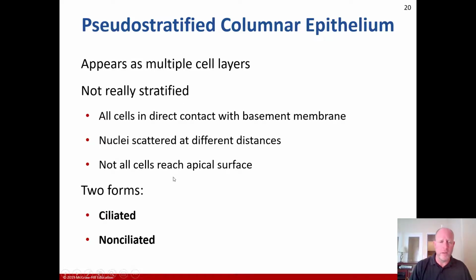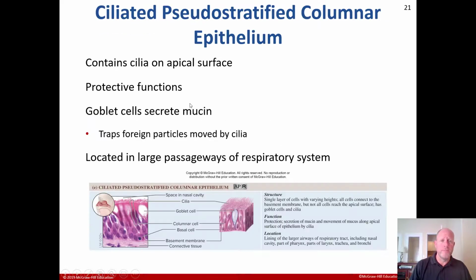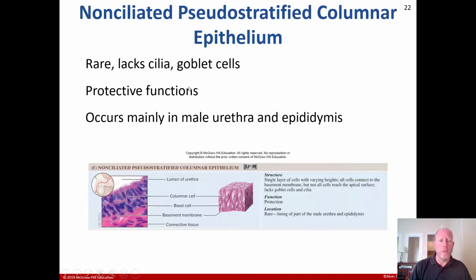And the pseudostratified columnar epithelium appears as multiple cell layers. They're not really stratified, once again. The two forms are ciliated and non-ciliated for pseudostratified. And for ciliated pseudostratified columnar epithelium, the cilia, again, are on the apical surface. They have protective functions. The goblet cells secrete mucin. It traps foreign particles moved by the cilia. And they're located in large passageways of the respiratory system, okay, helping to grab bacteria, among other things, and to separate out what you don't want. The non-ciliated pseudostratified columnar epithelium is rare. It lacks cilia and goblet cells, and has protective functions. It occurs mainly in the male urethra and epididymis.